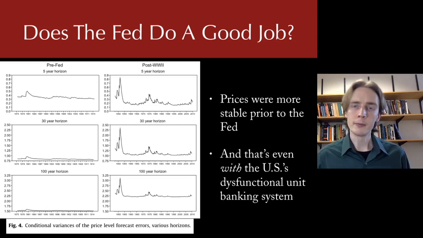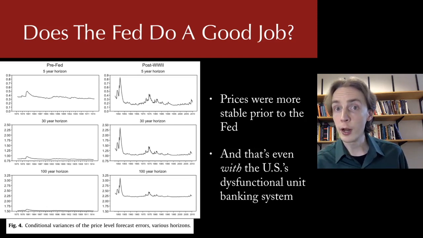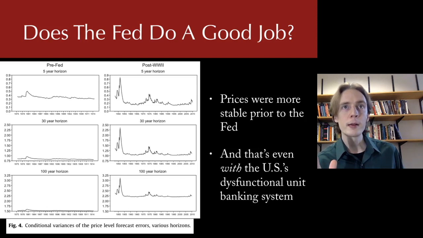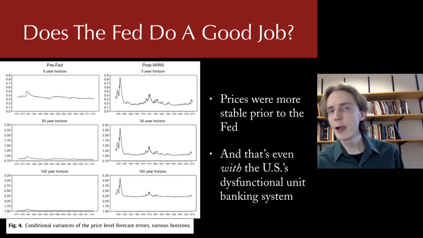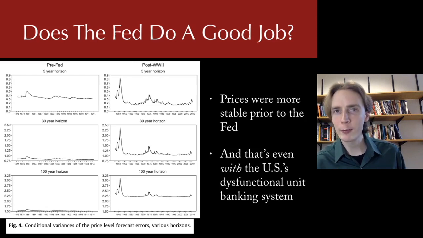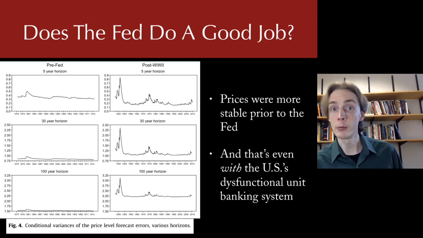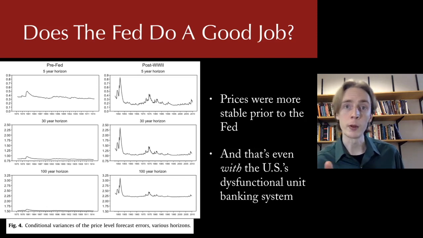Right? And amazingly, prices on average and the volume of spending on average was more stable even with that dysfunctional banking system prior to the Fed than after. We're not even counting the Great Depression here. Right? You'll notice that this is prior to 1913 and after World War II. So that whole Great Depression period, right, we're counting that as kind of a mulligan. Right? We're saying, okay, we'll give you a pass on that one. That one doesn't count. Even so, price forecasts are still less stable post-World War II than they were pre-Fed.